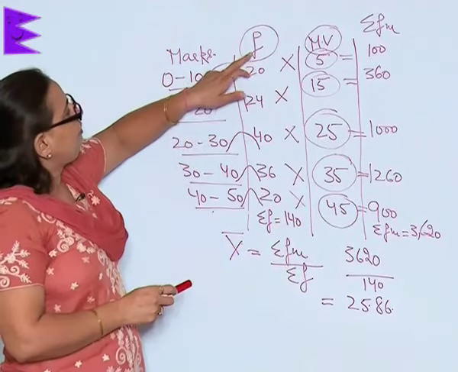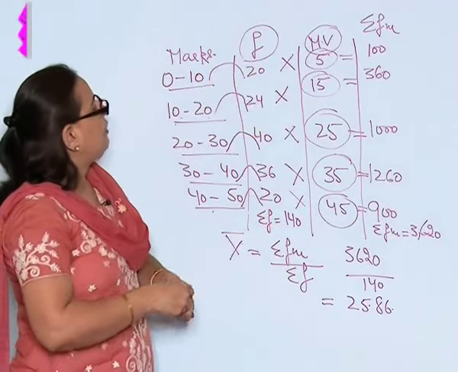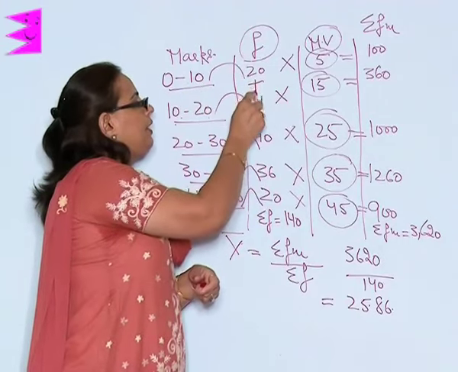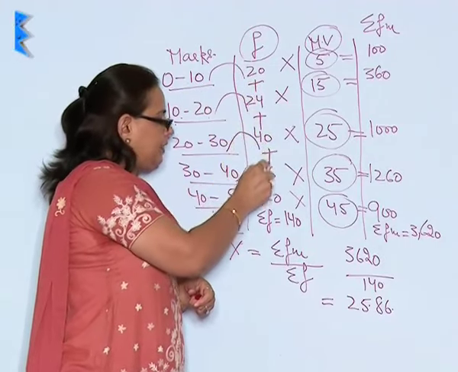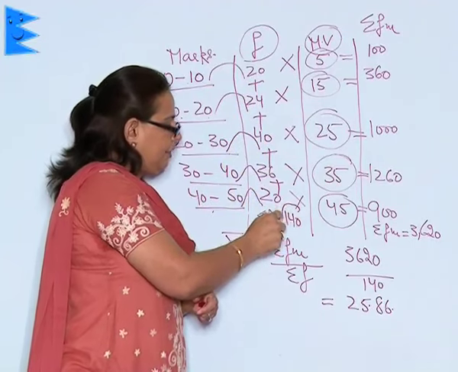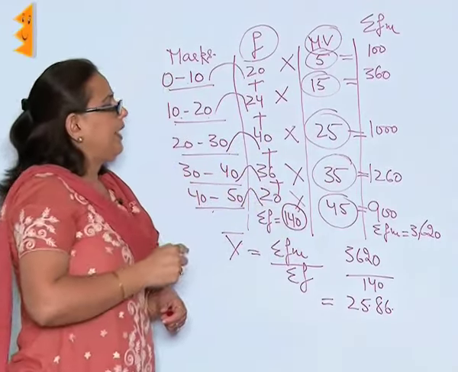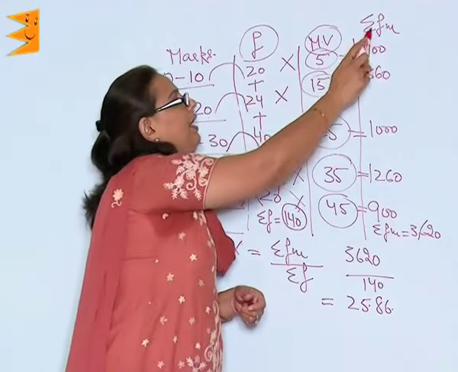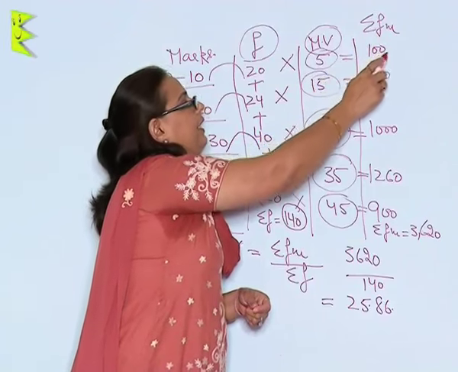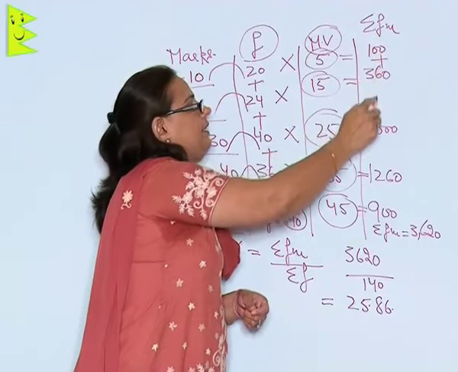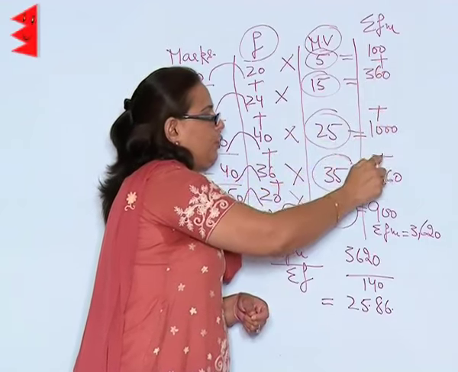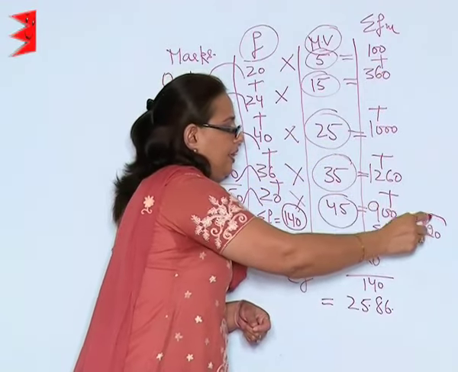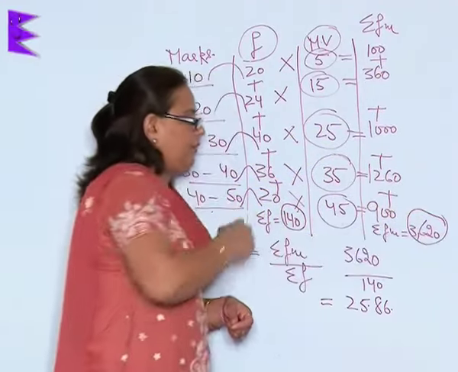Now, first of all, I will find out the sigma f, which is 20 plus 24 plus 40 plus 36 plus 20, giving me 140. Next is to find out the sigma fm, and for this it is 100 plus 360 plus 1000 plus 1260 plus 900, giving me 3620.